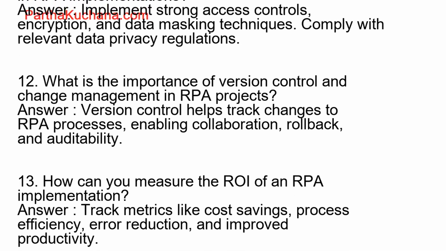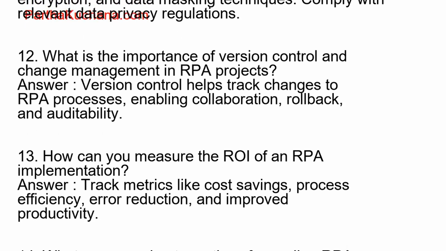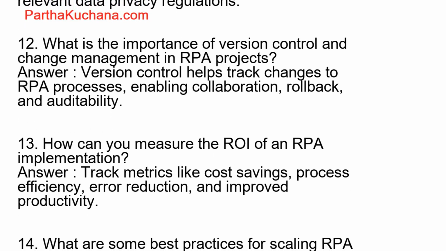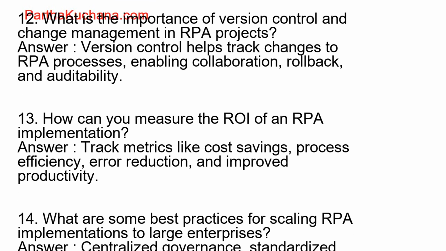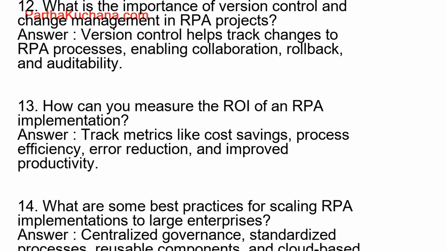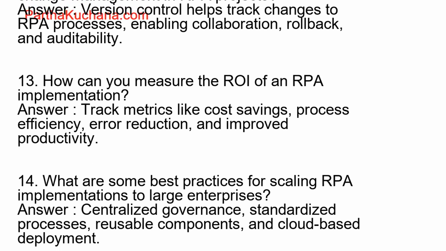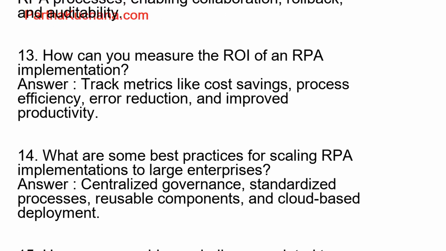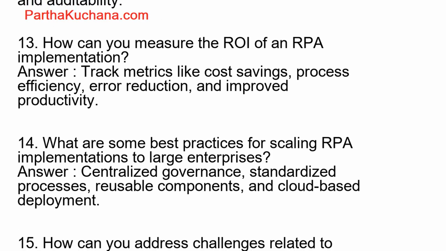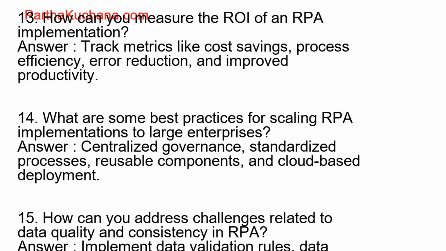16. A company wants to automate a complex process involving multiple systems, data sources, and decision-making points. How would you approach this challenge using RPA? Answer. Break down the process into smaller, manageable steps. Identify the necessary data points and sources. Design workflows and integrations between different systems. Consider using orchestration tools and AI or ML for decision-making.